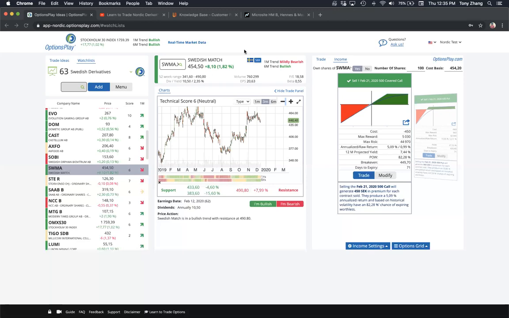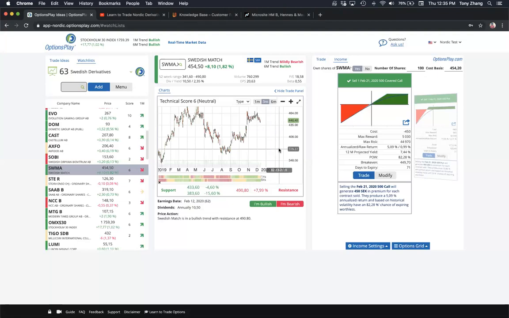So on Swedish Match, if you buy a 430 put, let's say you buy a 430 crown put, what that gives you is the ability to sell your stock at 430 sometime in the future, or by the expiration date. What that means is that if the stock is below 430, you can still sell your stock at 430 even though the value of the stock is well below 430.